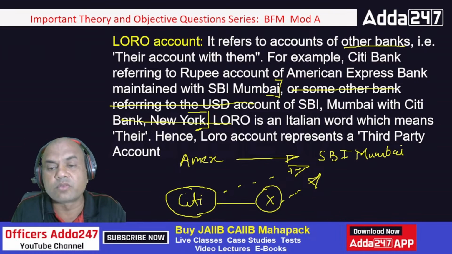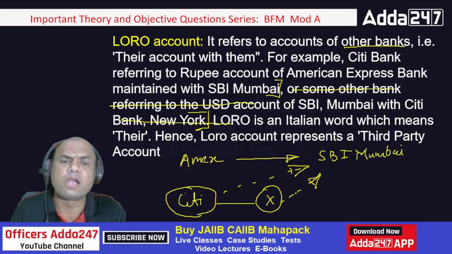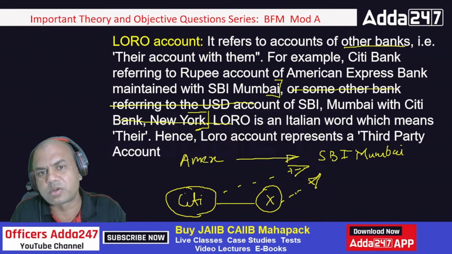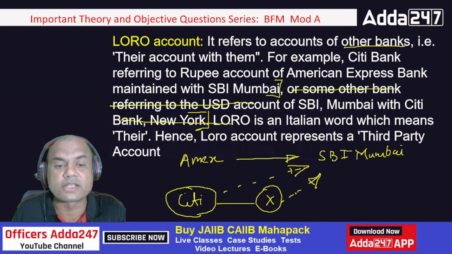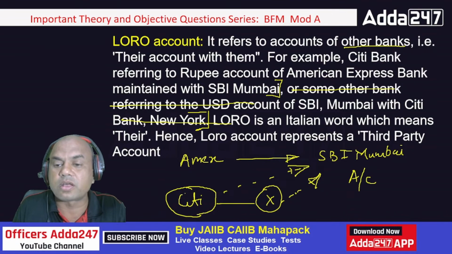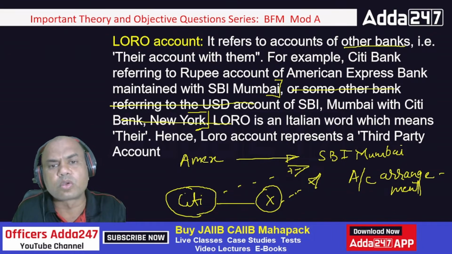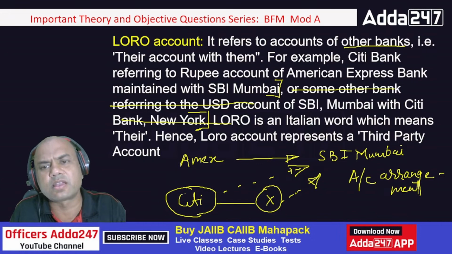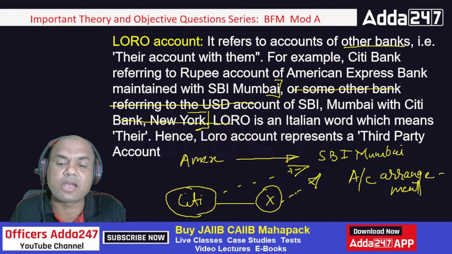Loro is an Italian word which means their. Hence Loro represents a third party account. And Loro is actually not an account, to be frank. It's an arrangement, an account arrangement. It's never an account. It's just an arrangement. Citibank is telling this Mr. X that kindly credit this SBI.